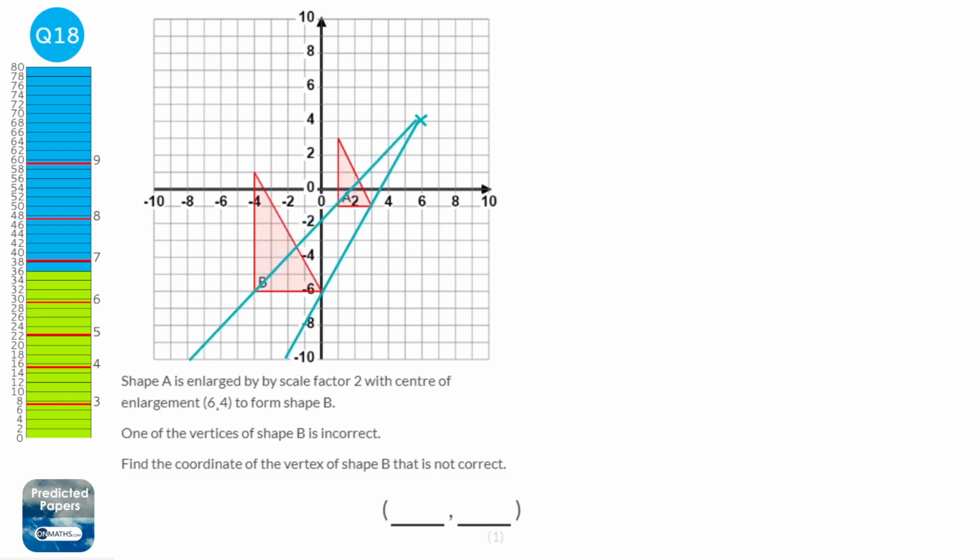Yeah, it does on this one. But it does not on this one. So it says find the coordinate of the vertex of shape B that is not correct. So the coordinate is this one here. And so that would be -4, 1.